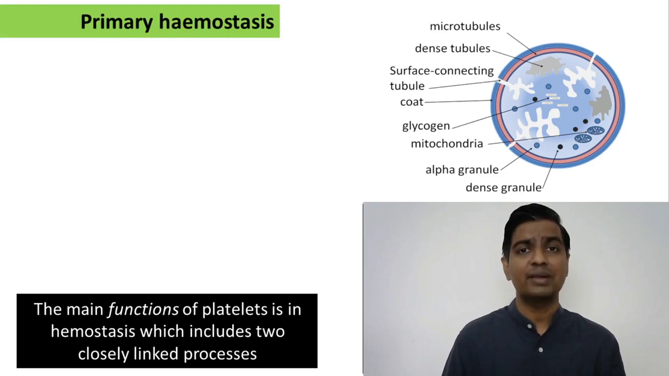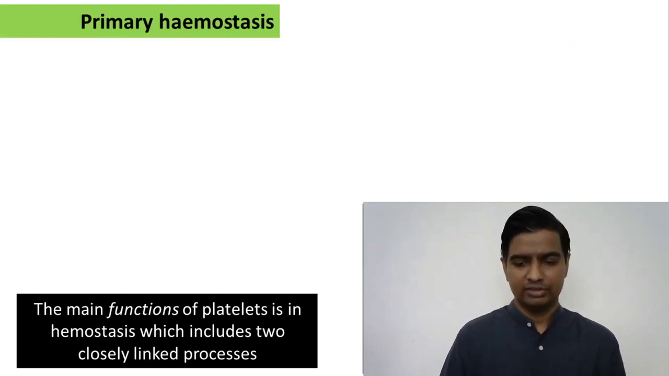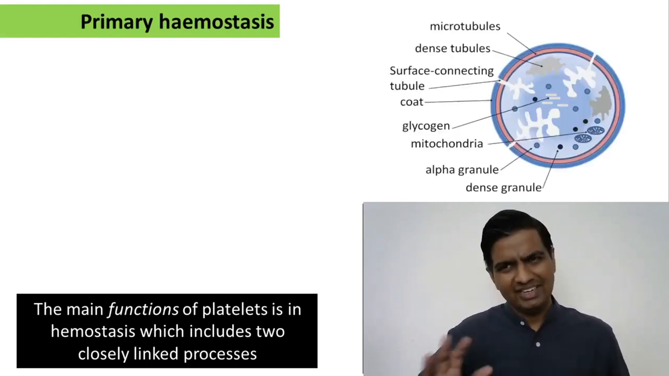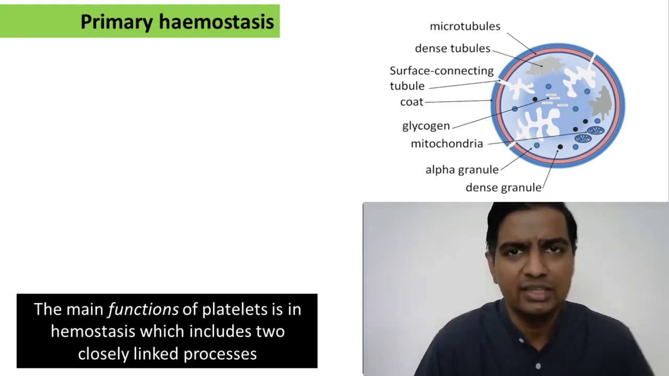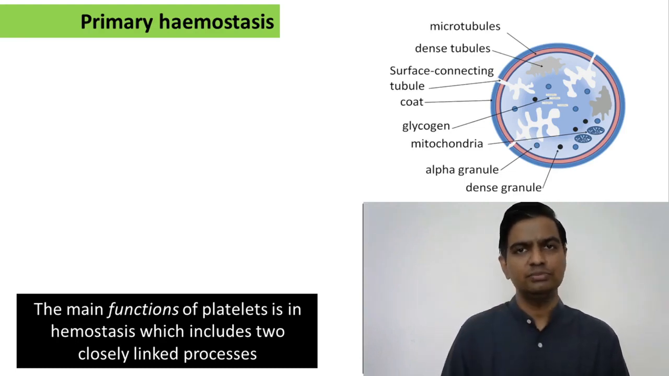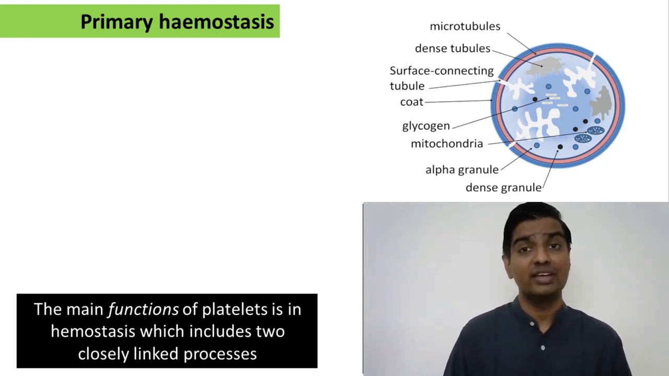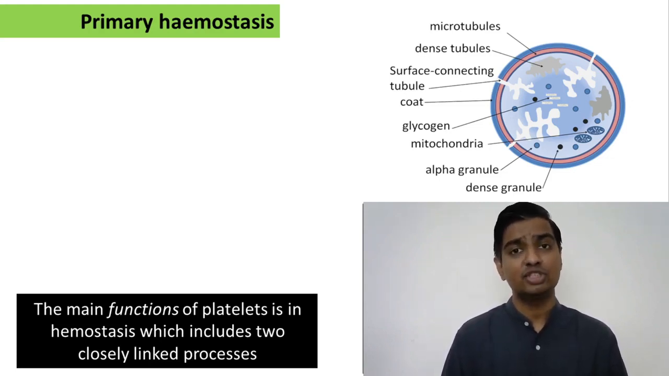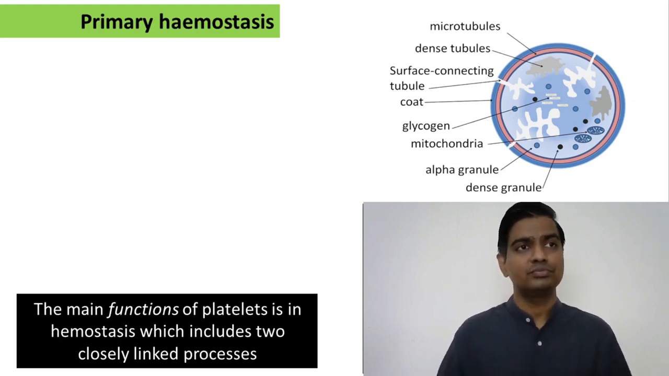Step number one is called primary hemostasis. This is how a platelet looks. This is a very diagrammatic representation, but I hope you get the point. A platelet has lots of tubular structure, lot of glycogen, lot of granules, lot of mitochondria, and in these granules, here written as alpha granules and dense granules, they have special chemical mediators which help the platelet cause a change in their shape and cause clot formation. So let's talk about primary hemostasis.